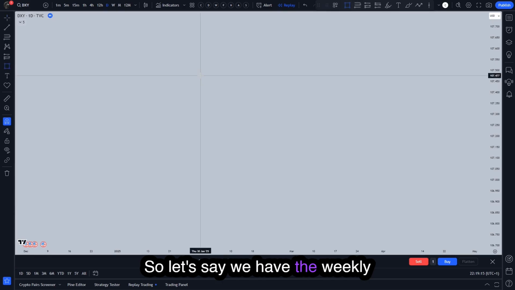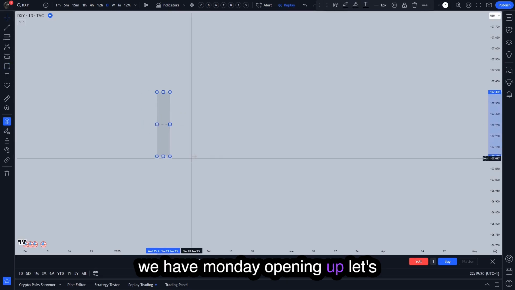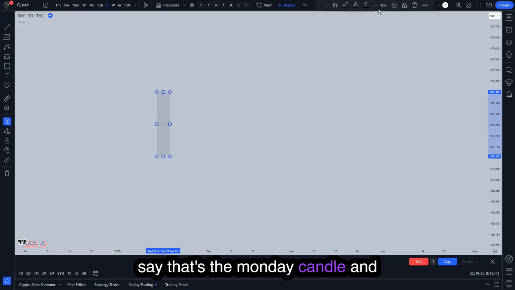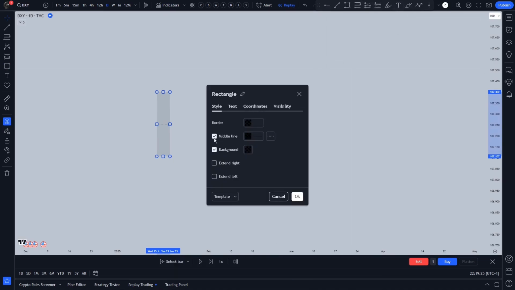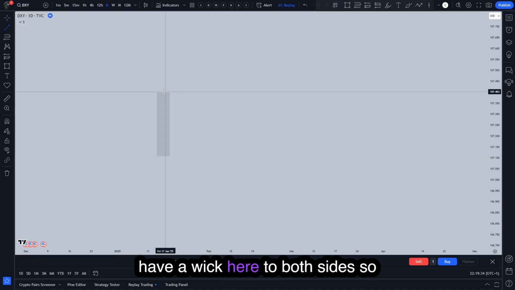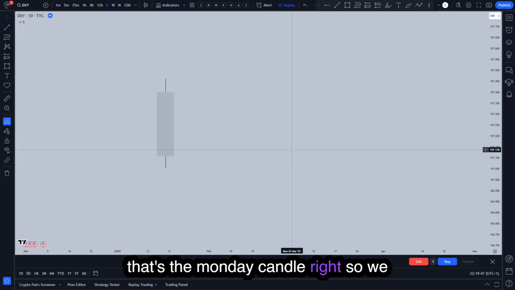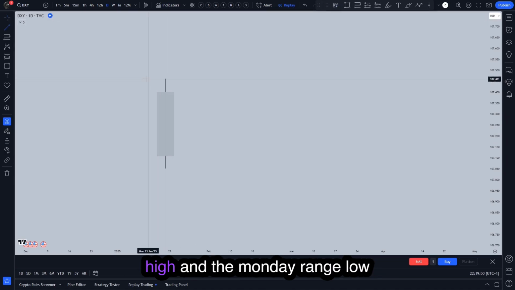So let's say we have the weekly candle or the weekly range forming. Then we have Monday opening up. Let's say that's the Monday candle. Monday's opening, right? So we have the Monday candle. Let's say we also have a wick here to both sides. So that's the Monday candle, right? So we might mark out the Monday range high and the Monday range low.